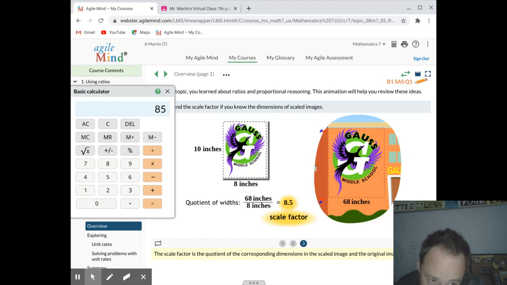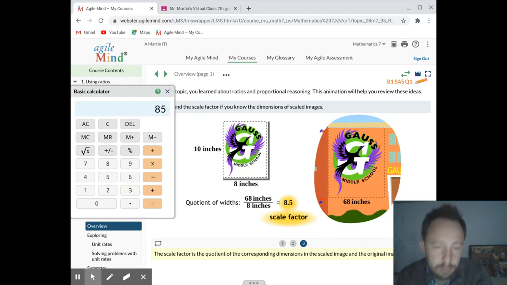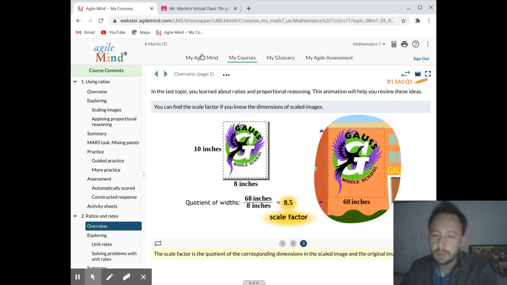The scale is the quotient of the corresponding dimensions in the scale image of the original image. All right. So what does quotient mean? What is a quotient? Does anybody know what a quotient is? The answer. Good job, Makai. The answer to a division problem is a quotient. Good job, man. All right. We're going to keep on moving. We're doing good.